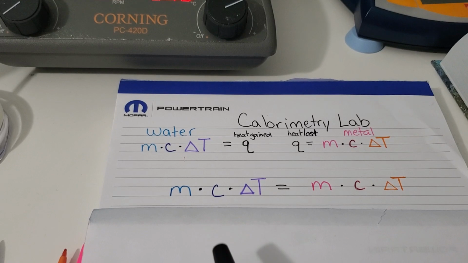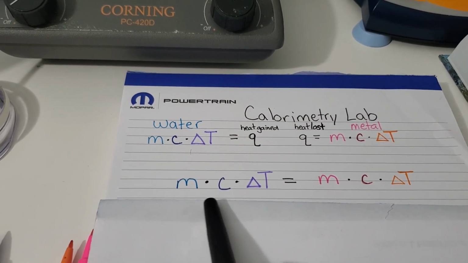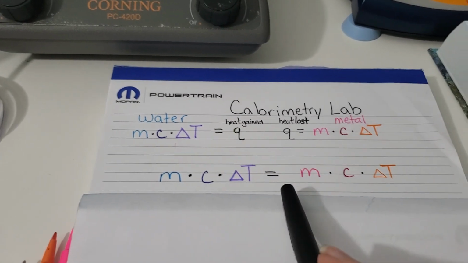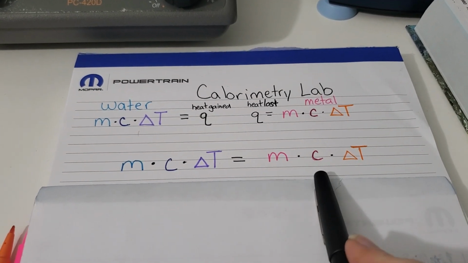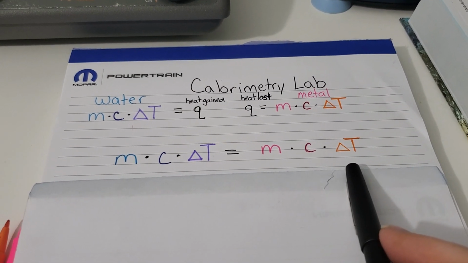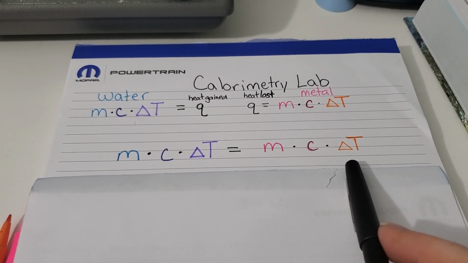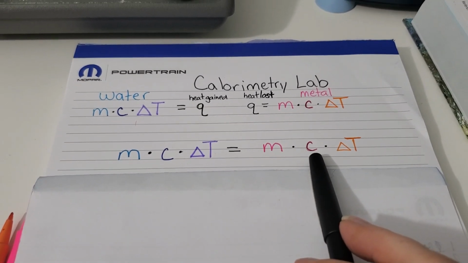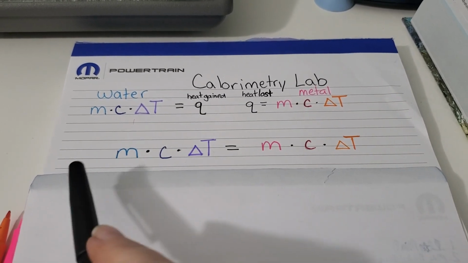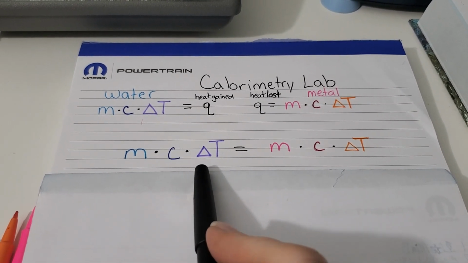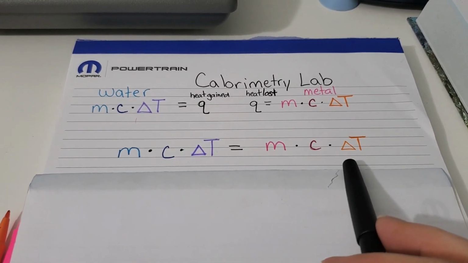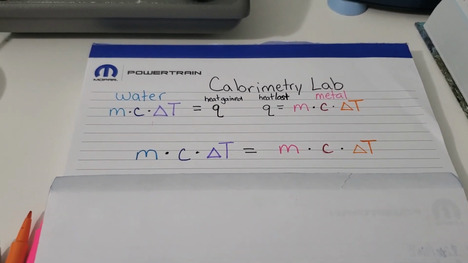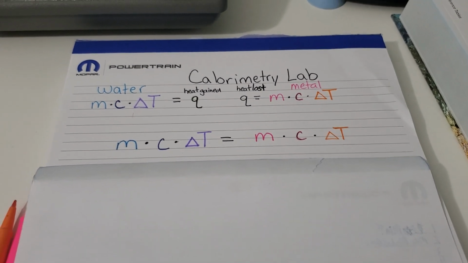So since those are the same, we can say the mass times the specific heat times the change in temperature of the water is going to equal the mass times the specific heat times the change in temperature of the metal. Now, since I don't know what the metal is, I don't know the specific heat. But I do know mass, specific heat, and temperature for water, and mass and change in temperature for the metal, so then I can just solve for C because that's the only one we don't know.